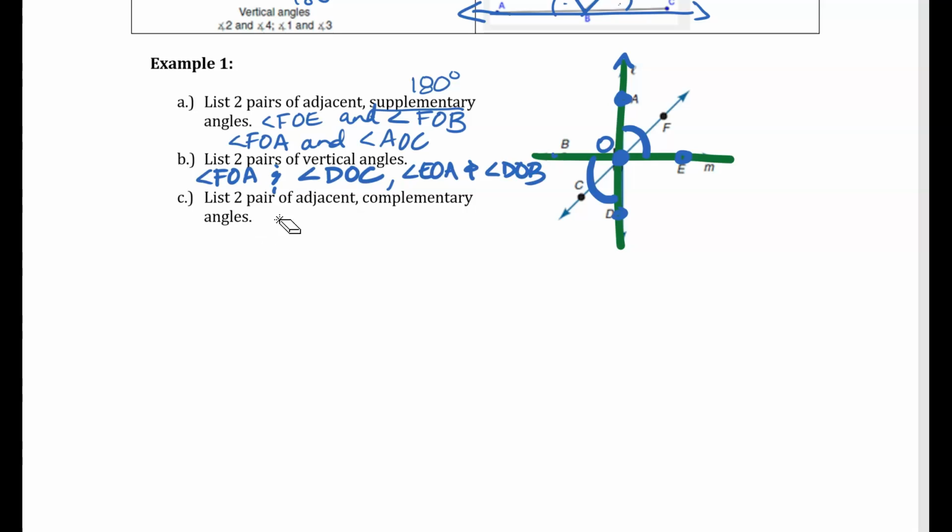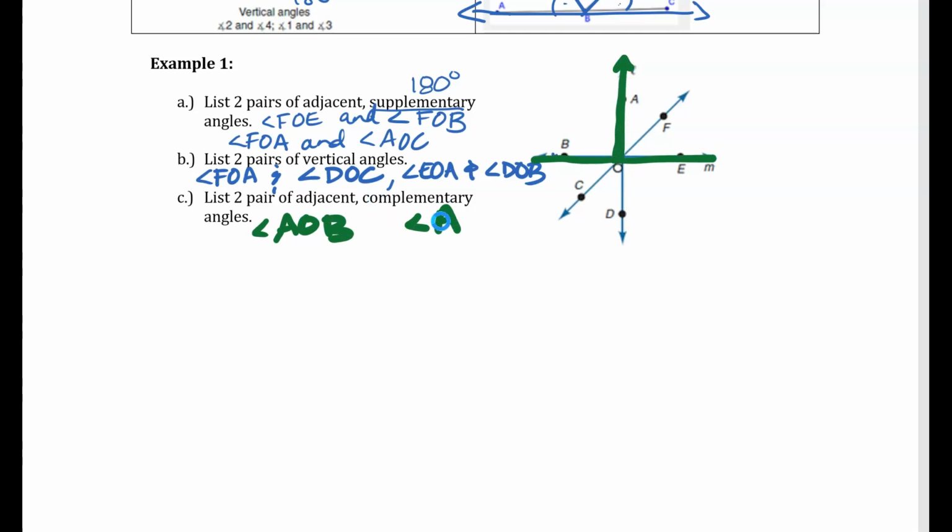And then last but not least, 2 pairs of adjacent complementary angles, so angles that add to 90 degrees. So you want to look for those right angles, and you can see there's that right angle in the picture there. You don't ever want to just assume there's a right angle. You want to see it in the picture. So one example might be angle AOB, and then angle AOC.